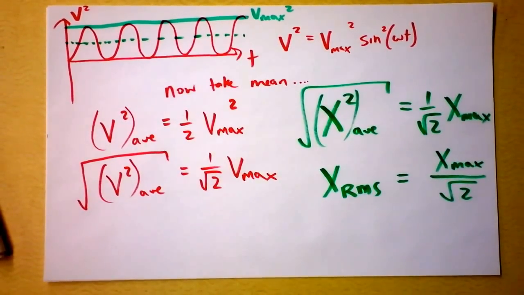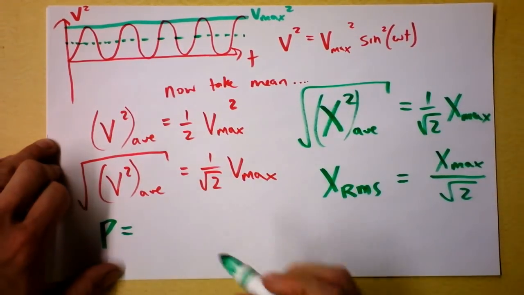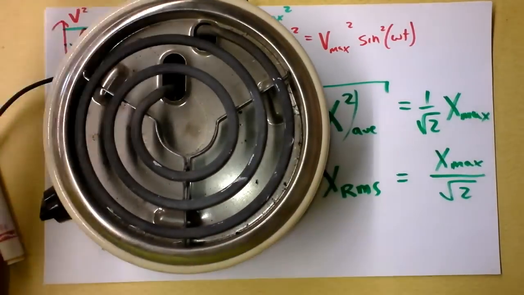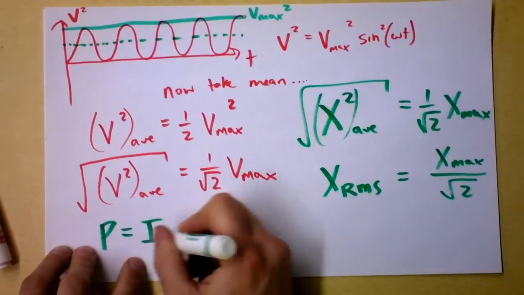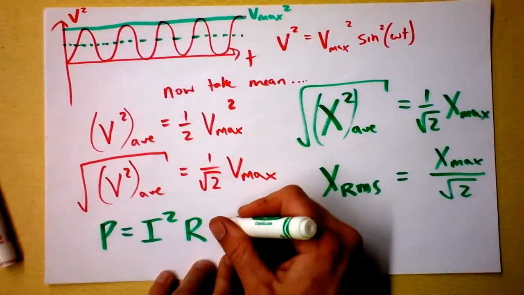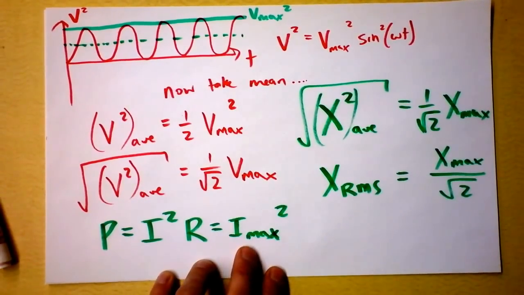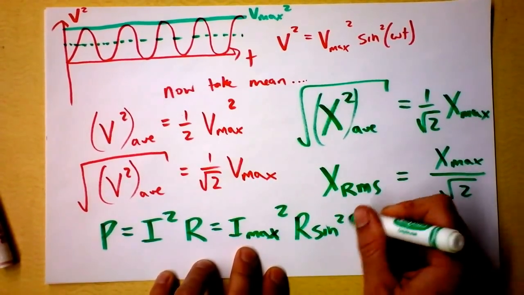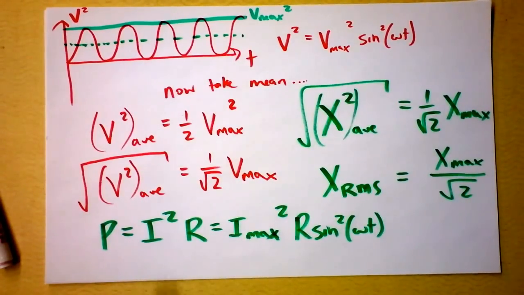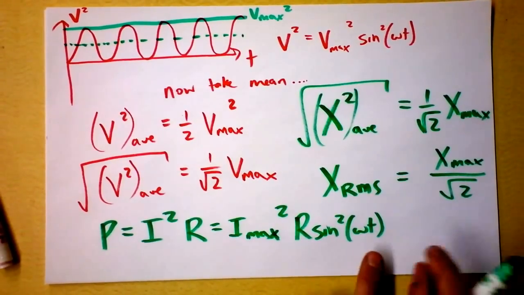So let's say a couple things. There's power, right? And you know that power in a resistor, like my hot plate, is I squared times R. And if power is I squared times R, then it's simply going to be I max squared times R, times sine squared of omega t. But this works instantaneously. This is the power at any instant.